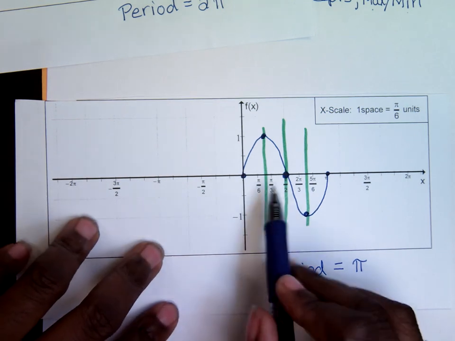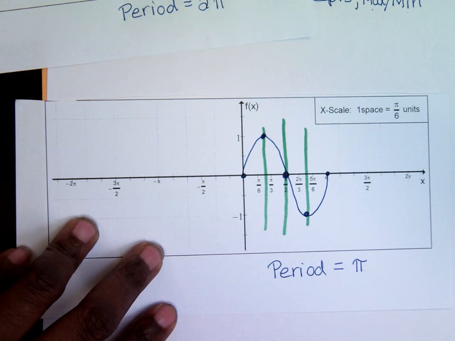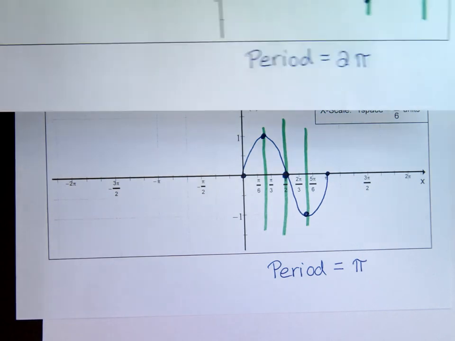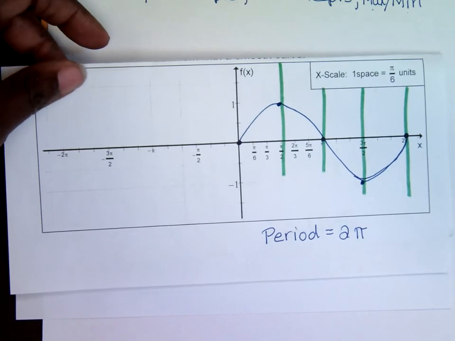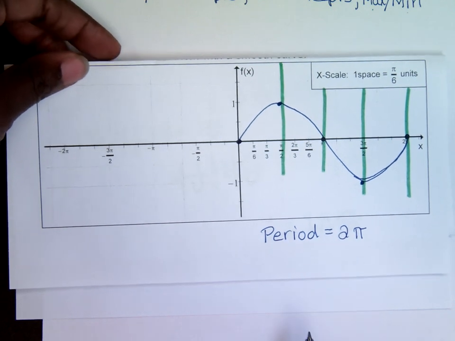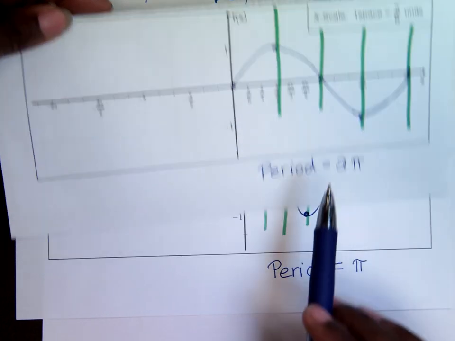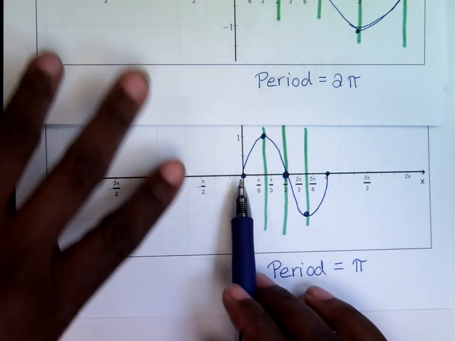My new period is now only pi, and my previous period was 2 pi. The period was cut in half, so my one full cycle took half the time to complete on the graph.